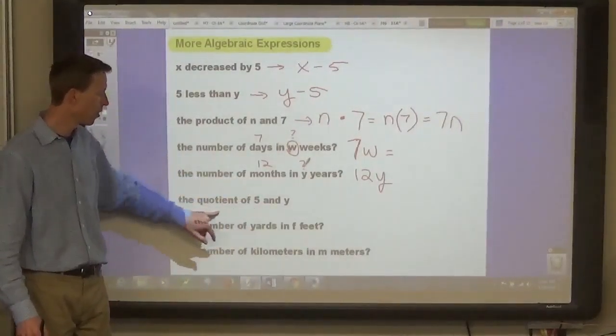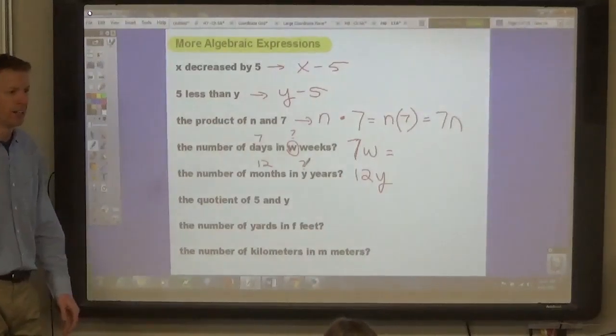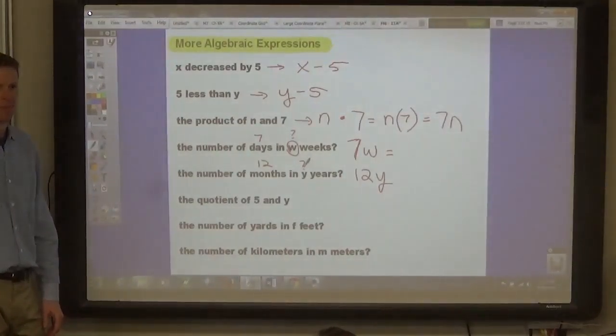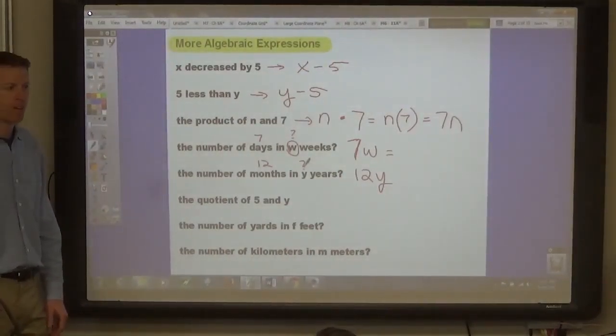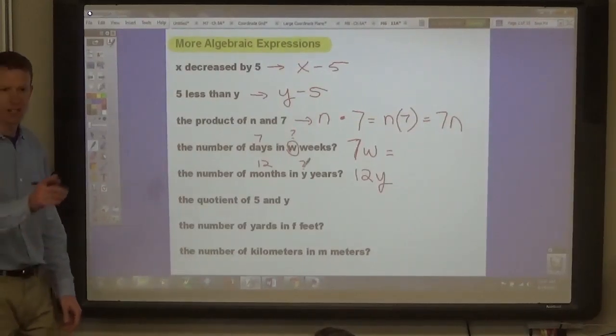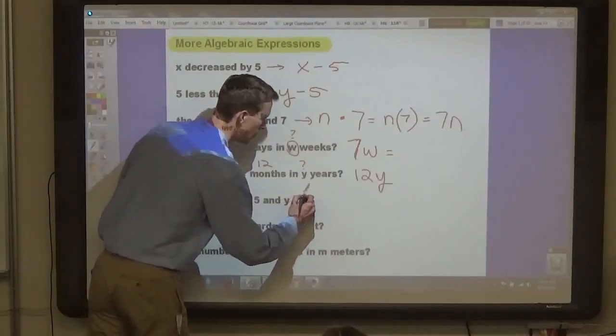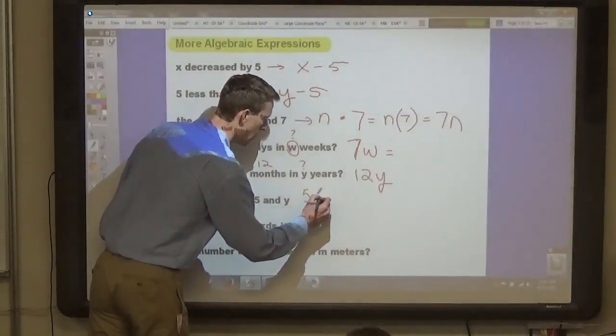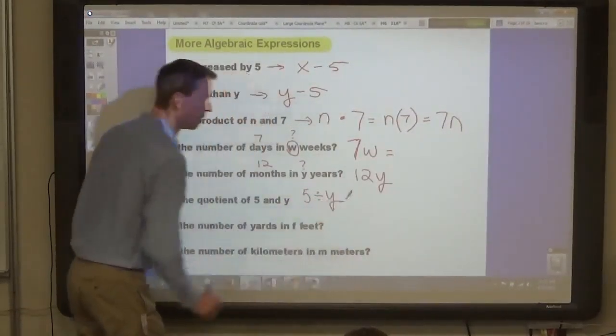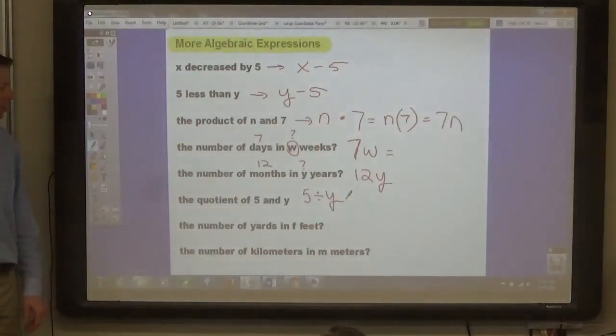Yep. How about the quotient of 5 and Y? Quotient of 5 and Y. Nate? 5 divided by Y? Good. 5 divided by Y. Yep. Here's also some division expressions.